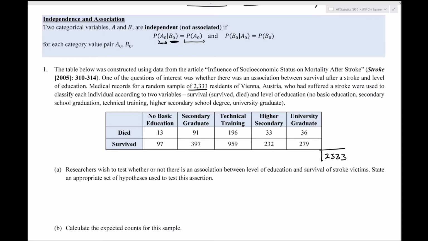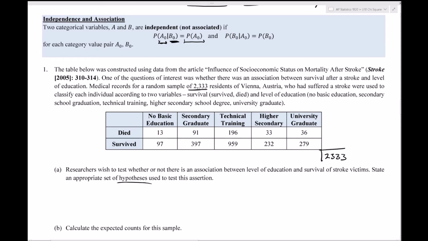So for letter A, researchers wish to test whether or not there is an association between level of education and survival of stroke victims. State an appropriate set of hypotheses, so we want hypotheses. So they're trying to figure out, is there a relationship between survival of a stroke and what your level of education was? Does your level of education have anything to do with whether or not you'll survive your next stroke or whatever? So how do we check the table for that?